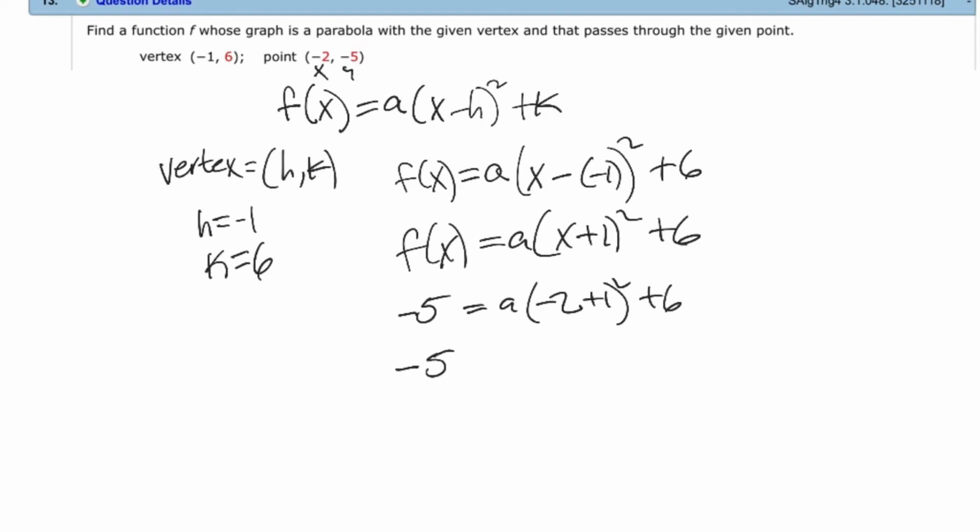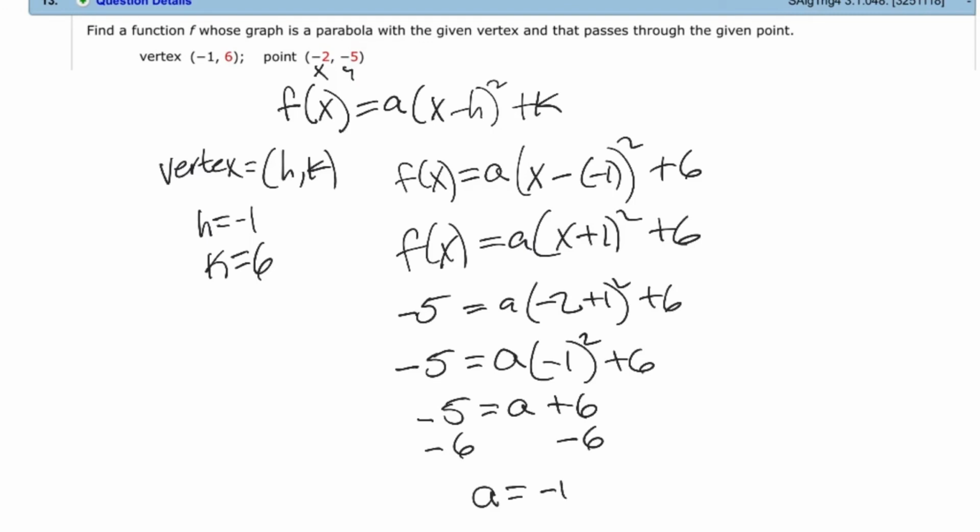So we have -5 = a(-1)^2 + 6. Negative 1 squared is positive 1, so we have -5 = a + 6. Now when we subtract 6 from both sides, we wind up with a = -11. So our function then will be f(x) = -11(x + 1)^2 + 6.